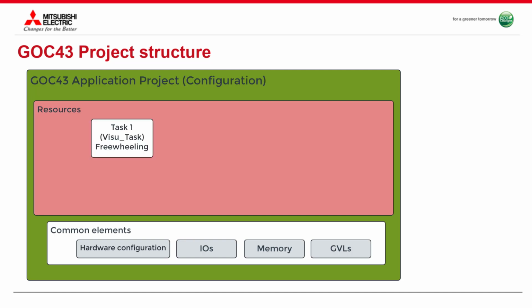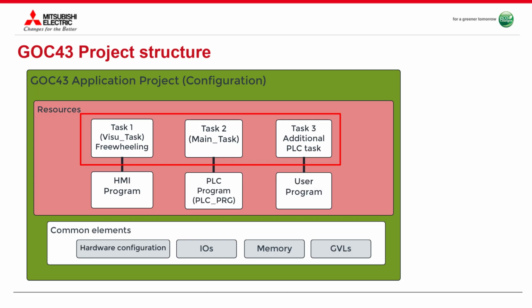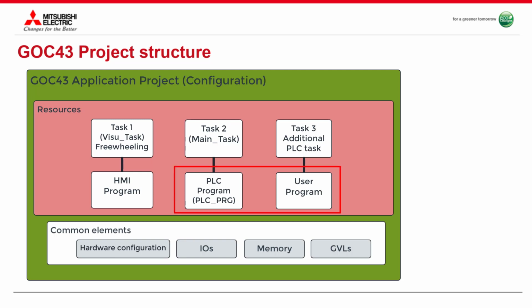Within a resource, one or more tasks can be defined. Tasks control the execution of one or more programs or function blocks. Tasks can either be executed periodically or upon the occurrence of a specific trigger. Programs can be written in any of the IEC-defined languages like ladder diagram, structured text, etc.